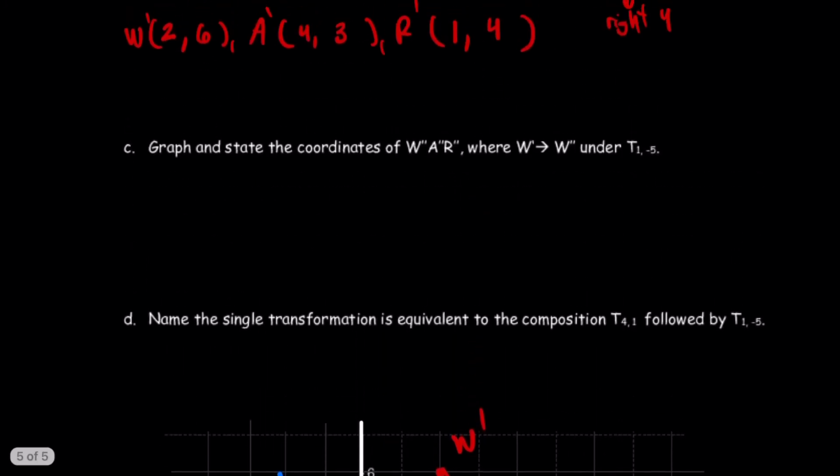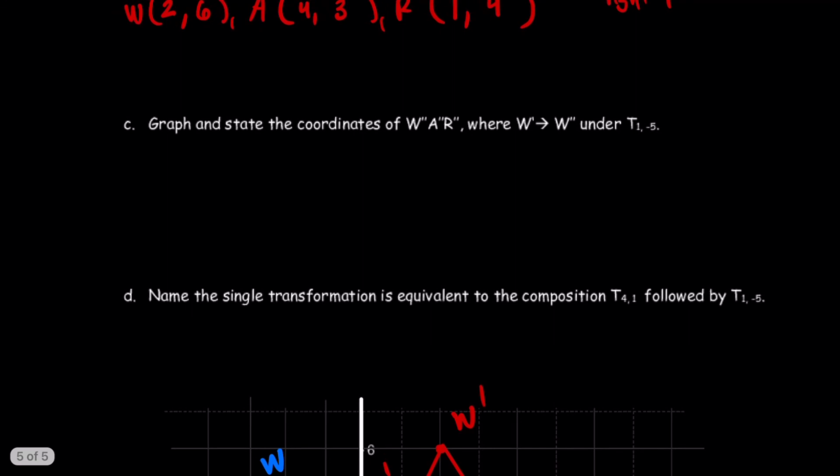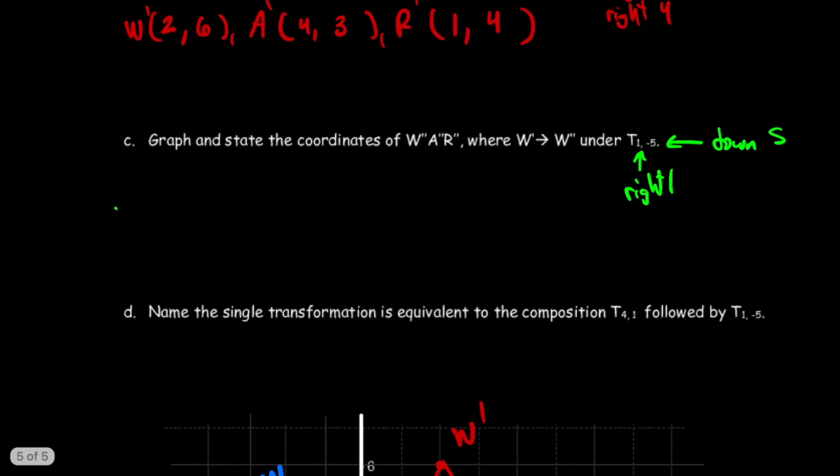Okay, next it says graph and state the coordinates of W double prime, A double prime, R double prime, where W prime becomes W double prime under the translation of 1, -5. So for this one, I'm going right 1, down 5. Okay, that's what those numbers mean. So I need to state the coordinates. W double prime, A double prime, and R double prime.